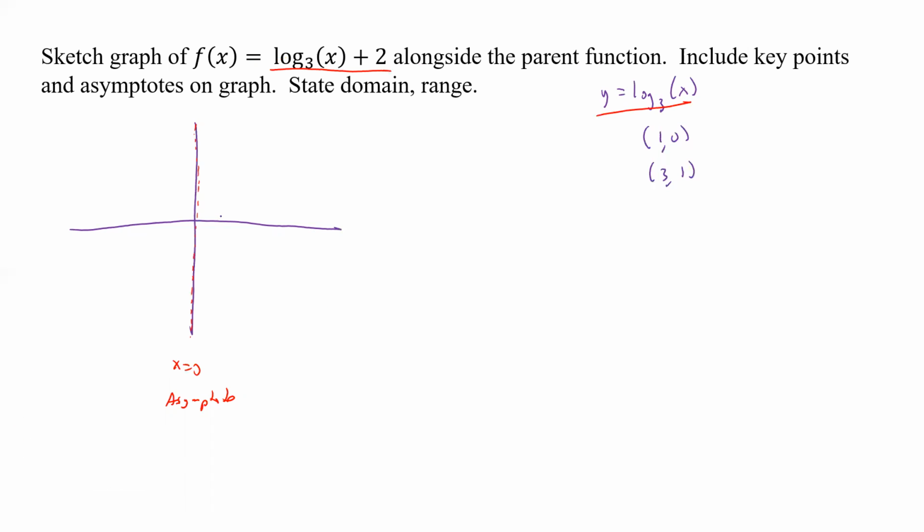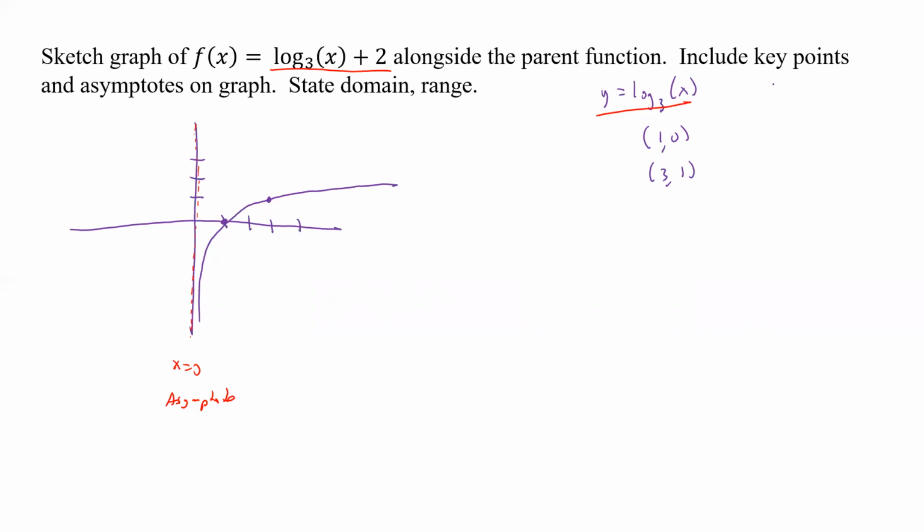Now let's draw some lines in here. So we know that (1, 0) is one point, and then (3, 1). So that would be our parent function. Okay, that's the base function we have. Now, what are we going to do? Well, we're going to move up 2. So if we move up 2, that means y is going to go higher.